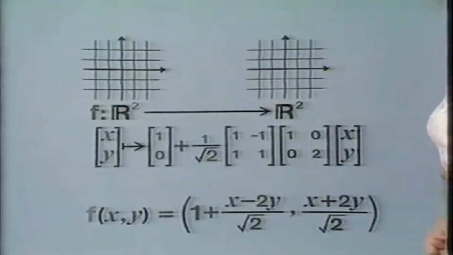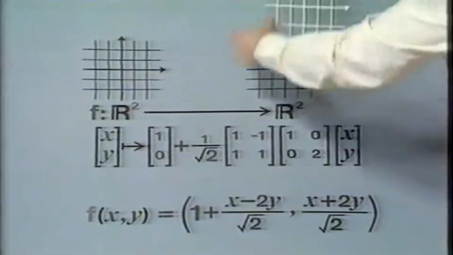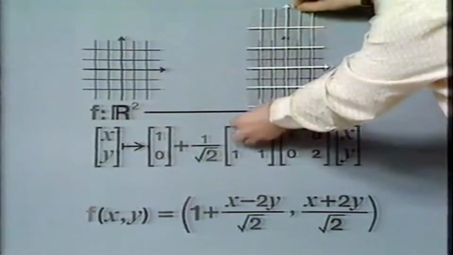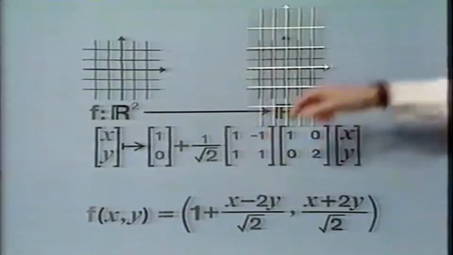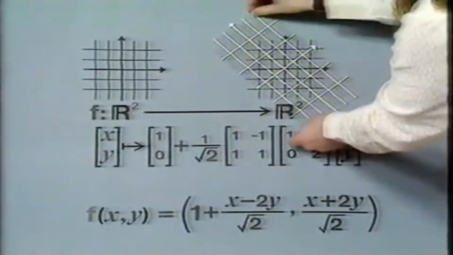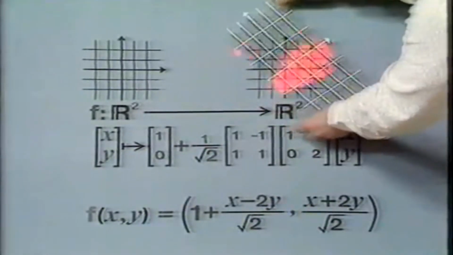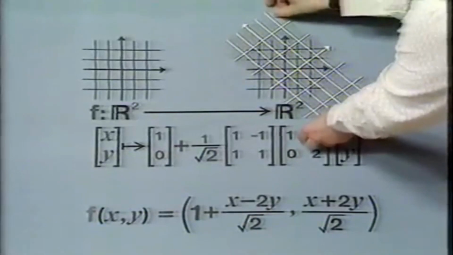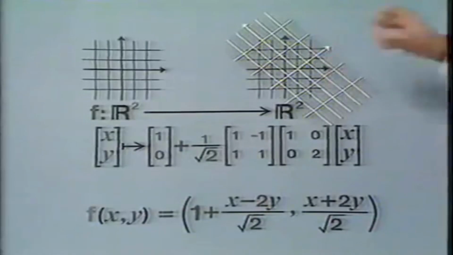So, first of all, we have to operate on them by a dilation of a factor 2 in the y direction. And what we get is this grid. So, first of all, the points in this grid go to this grid. Now, how about the rotation through 45 degrees? We have to move the grid to here, and finally the translation through 1, we move the grid to here. So finally, the points of this grid are mapped to the points of this image grid.